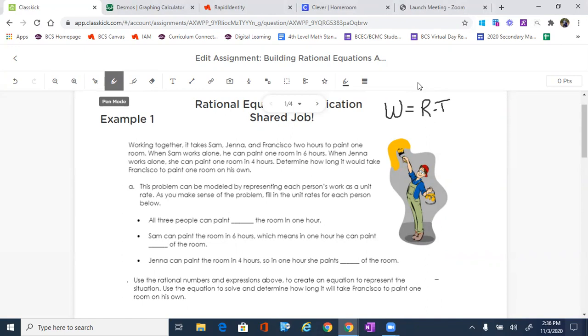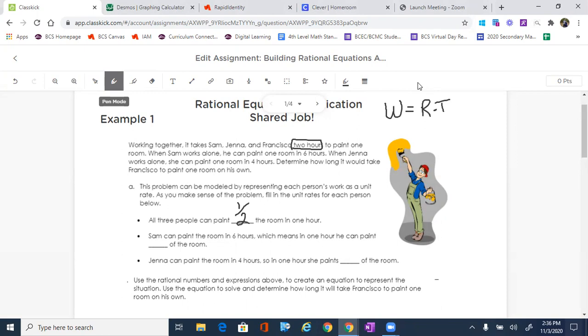It says this problem can be modeled by representing each person's work as a unit rate. As you make sense of this problem, fill in the unit rates for each person below. All three people can paint the room in 1 hour. Well, what we do know is that all three people can paint it in 2 hours. So it says all three people can paint what fraction of the room in 1 hour? Well, all of them combined can do 1/2 of the room.